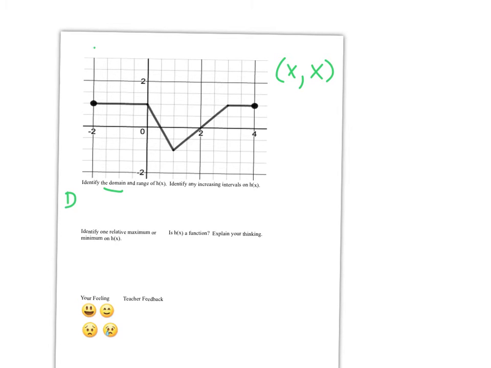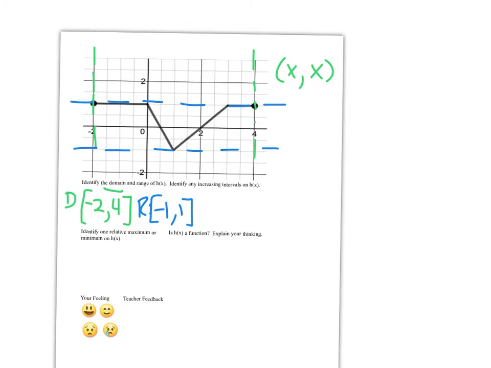Okay, first up, domain. I'm going to find the lowest x value, which is negative 2, and the highest x value, which is positive 4. The interval would be negative 2 to 4. I would use brackets here because my endpoints can be used, but if you don't, I'm okay with that. For the range, I'm going to find the lowest y value, which is negative 1, and the highest y value, which is positive 1, and I'm going to use brackets around those.